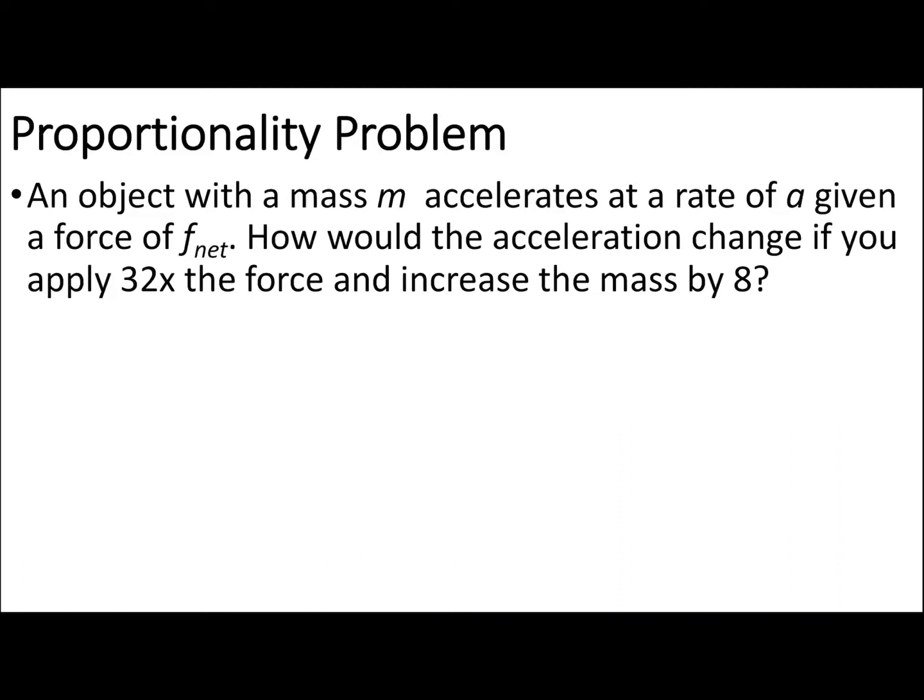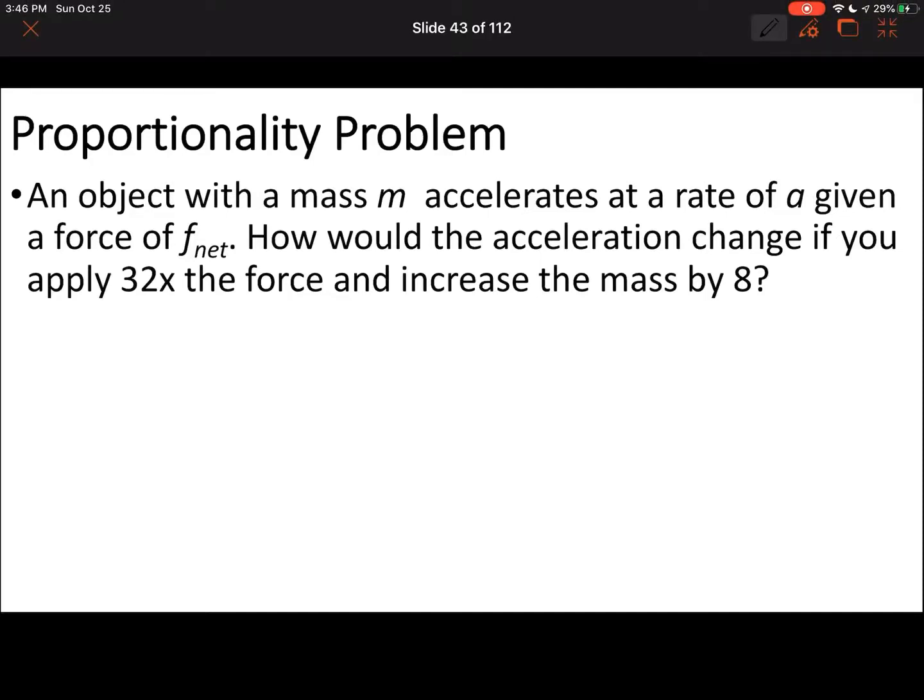All right, an object with a mass m accelerates at a rate of a given a force of F net. How would the acceleration change if we drive 32 times the force and increase the mass by 8? This seems crazy, but it's actually really straightforward because our equation to start with is really straightforward. We have F net equals ma.